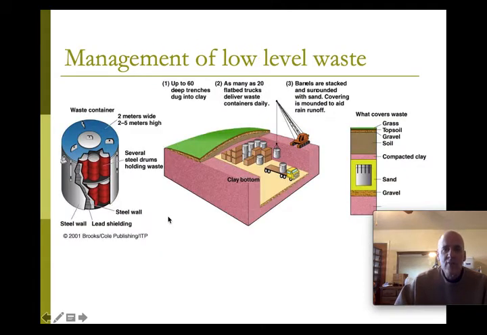To manage low-level waste, they seal it in these containers, and then they bury it. They have a clay area. Clay is impermeable to water. Barrels are stacked, surrounded by sand, buried in sand, covered up, and sealed off. So in the end, you're going to have grass and topsoil and gravel, a lot of soil, compacted clay, then your sand and materials on top of gravel and clay, more clay.